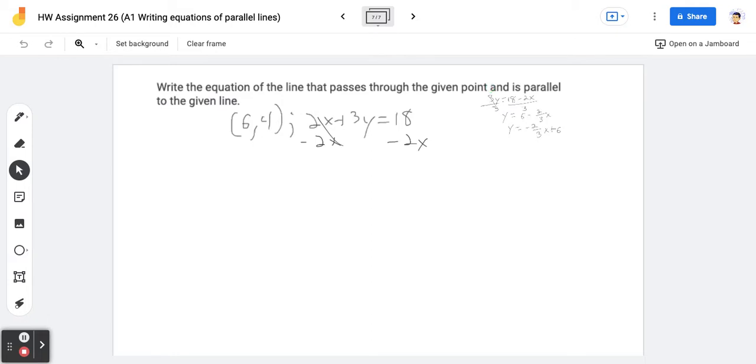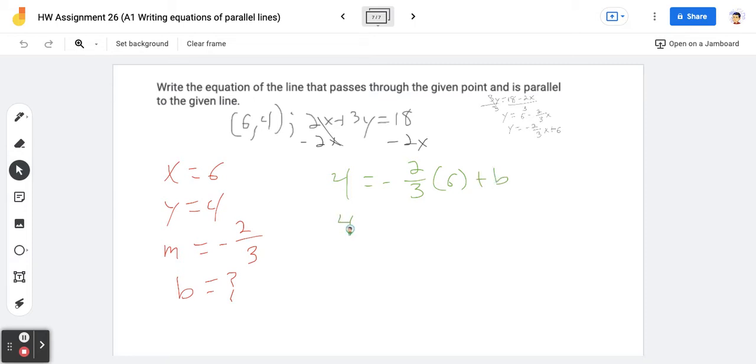All right, I have my equation in slope-intercept form. I know that the slope is negative 2 thirds, so I want a line that goes through (6, 4) and has a slope of negative 2 thirds. So x is 6, y is 4, m is negative 2/3, and b, I have no idea yet. We'll find it. All right, so then we have 4 is equal to m, which is negative 2/3, times x, which is 6, plus b.